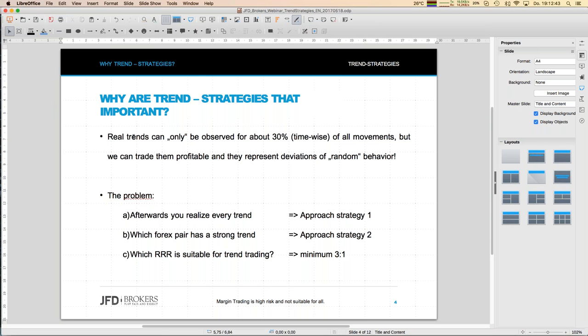Another approach, which is now purely related to Forex, is that we know the Forex universe is huge. So we can trade not only 10 Forex pairs, maybe even 100. I'm not sure about the exact number at JFD, but you know that there are hundreds of Forex pairs.